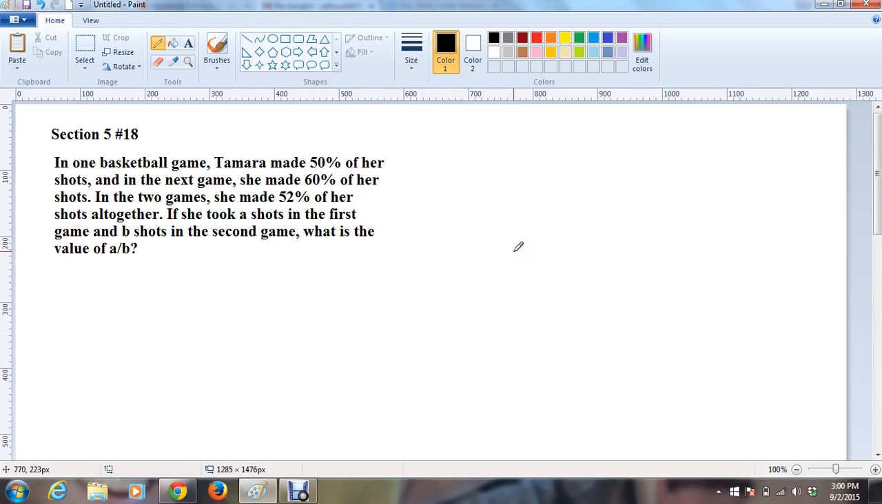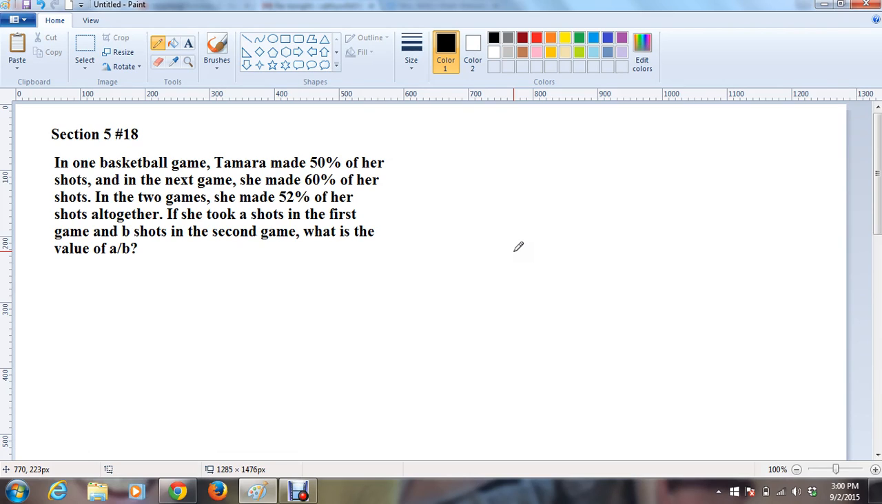If she took A shots in the first game and B shots in the second game, what is the value of A over B? All right, so first of all, they're giving us some information about the number of shots she took in each game and then the number of shots she actually made. So she threw up A shots in the first game. She made 50% of them. She threw up B shots in the second game. She made 60% of them. And then they're telling us that means for all the shots she took in the 2 games, she made 52% of them.